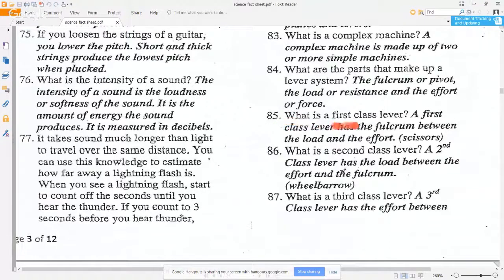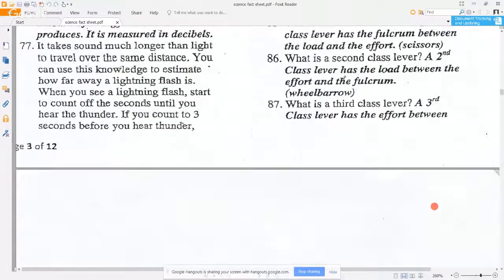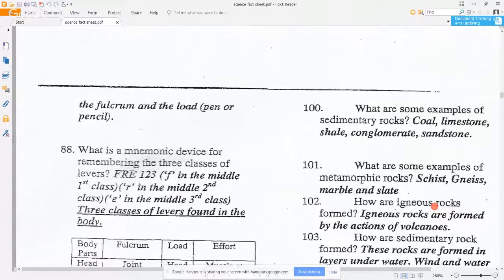85. What is a first class lever? A first class lever has the fulcrum between the load and the effort. For example, a scissors. What is a second class lever? A second class lever has the load between the effort and the fulcrum. For example, a wheelbarrow. A third class lever has the effort between the fulcrum and the load. For example, a pen or pencil, or a shovel when you're holding the shovel.